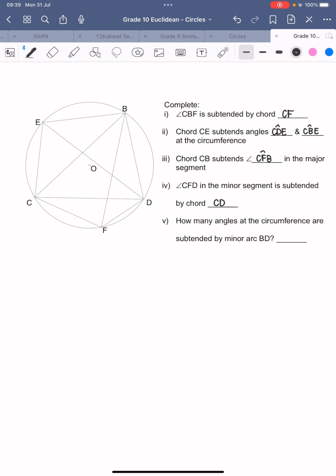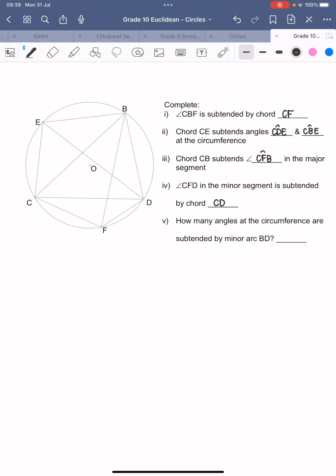Chord CE subtends angles. Now, guys, here the chord subtends two angles, right? So if we're looking at CE, do we all agree with CDE? Right, that one there. But then also, if we follow those two lines, we're going up to CBE. Okay, so two different angles. Now, we are going to learn theorems about that, but I'll spoil it for you. If a chord subtends two angles at the circumference, then those two angles will be equal to each other. That's going to be one of the theorems that we're going to use going forward, and we're going to have a reason for that. But we'll still get to that.